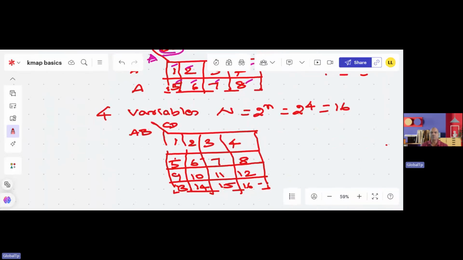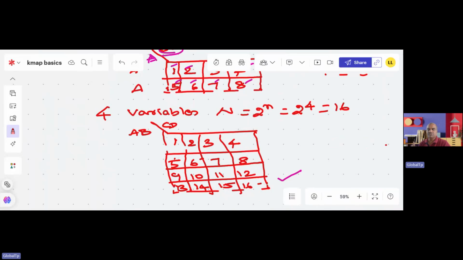Similarly, for 4 variables it is the same. 16 cells will come. That is 4 rows and 4 columns: 1, 2, 3, 4, 5, 6, 7, 8, 9, 10, 11, 12, 13, 14, 15, 16 cells. So these are the 4 different structures of a Karnaugh map. For 5 variables, the same structure will be repeated once again, which I will explain separately while discussing that. Now at this point, just imagine how the layer structures of your Karnaugh map will work.